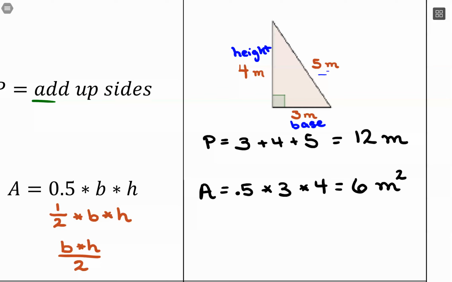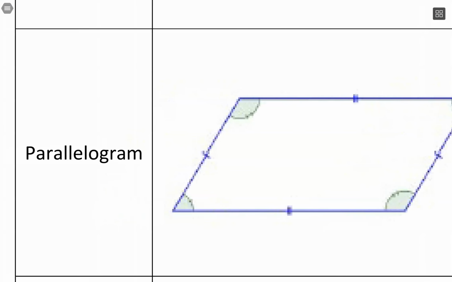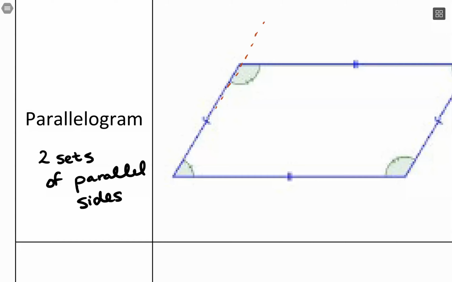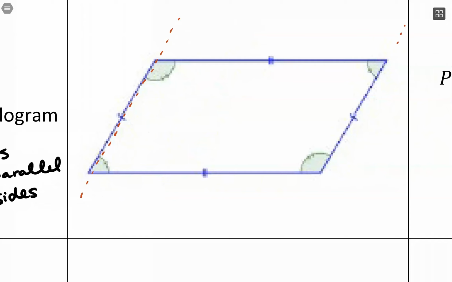So that's our triangle. And then this is a parallelogram. So what makes it a parallelogram is it has 2 sets of parallel sides. So what you could see is there's this side over here, and you can imagine that line carrying on. And if you look opposite of it, this line is running parallel to it, and it's the same length as well. That's part of the parallelogram.